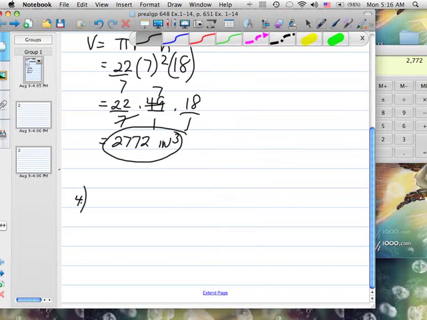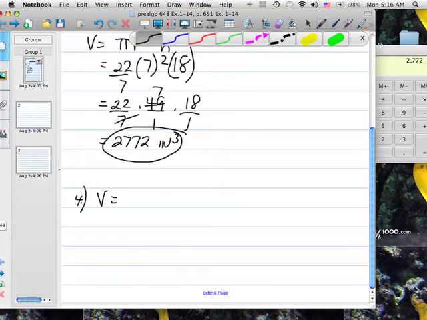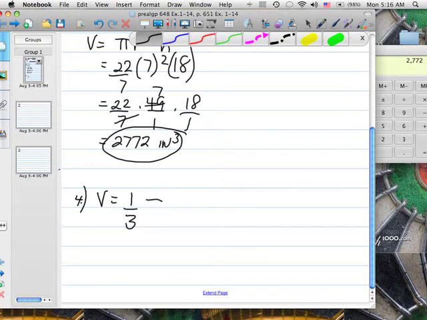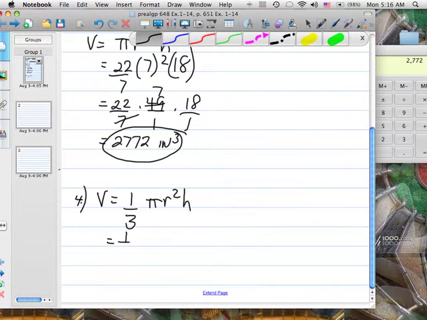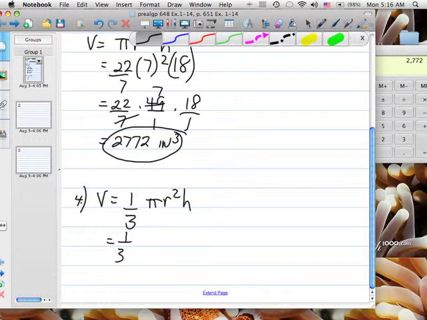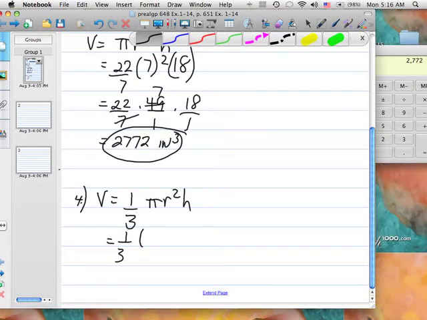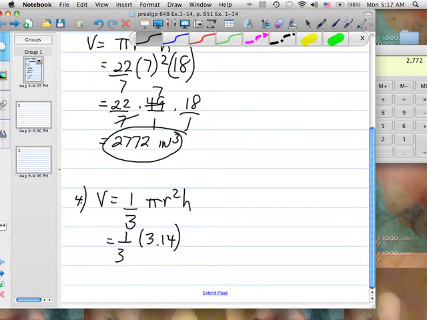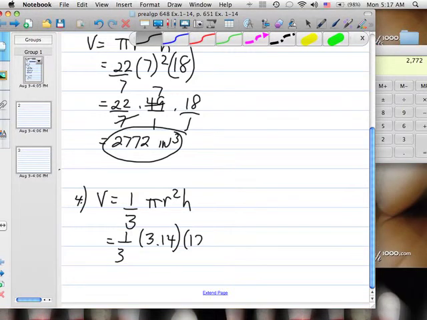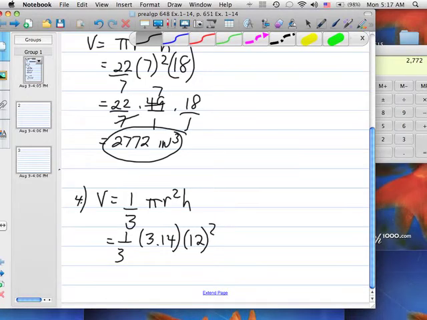Problem number 4 is a cone. Because it comes to a point, we take 1/3 the base figure, which is a circle, pi r squared, times the height. So it's going to be 1/3. And since nothing is divisible by 7, neither the 30 nor the 2, we use 3.14 for pi. The radius is 12. We're going to square that. And the height is 30.